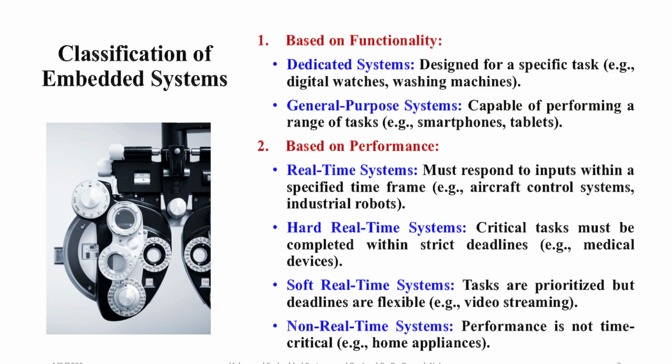Then we have non-real-time systems, where timing is not that important. For example, home appliances like your toaster or washing machine, where it is not necessary that the system should generate an output within a millisecond or within a microsecond period. Okay, so there we can have some freedom of time period. So based on the performance, we can have real-time systems, hard real-time systems, soft real-time systems, and non-real-time systems.